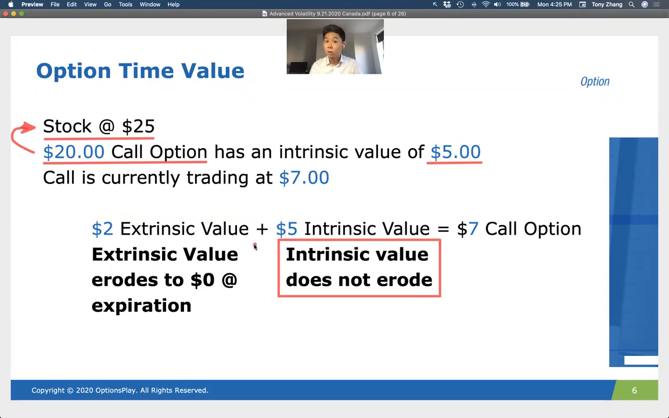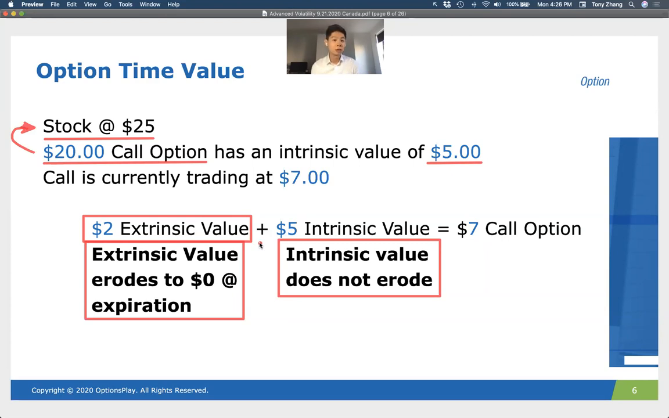But the extrinsic value will change, because the extrinsic value will erode to zero at expiration. So all options at expiration have zero extrinsic value. So why is this important? Because if you're a buyer, that means as an options trader, you're going to lose $2 of the call option that you purchase to extrinsic value. So you must believe that the stock's going to make a big enough move to overcome the $2 loss that you know you're going to experience as a buyer of this option.